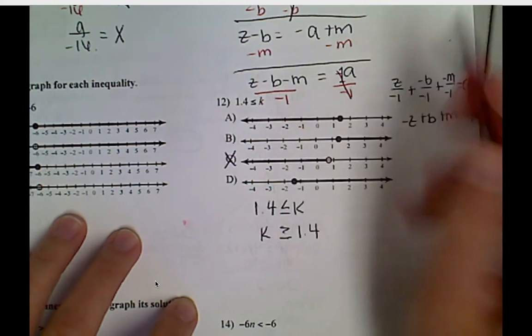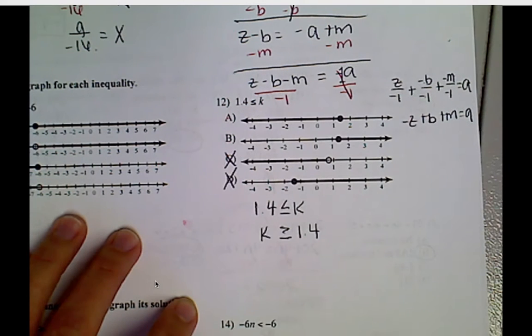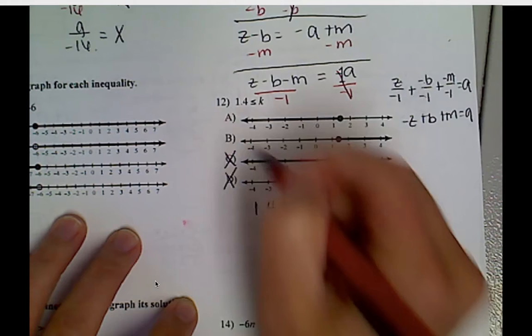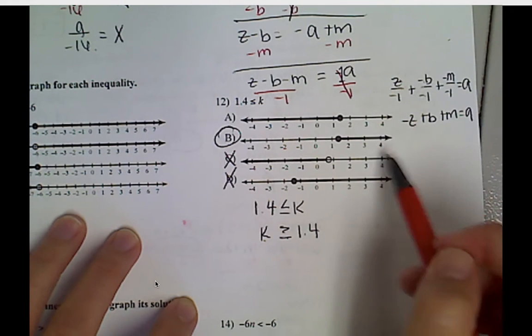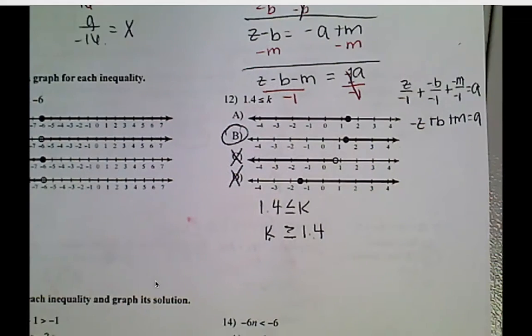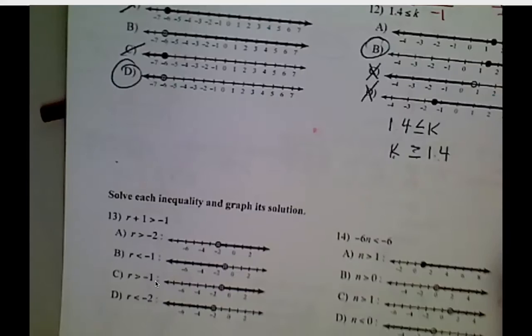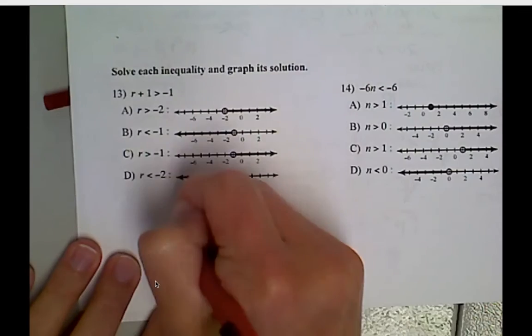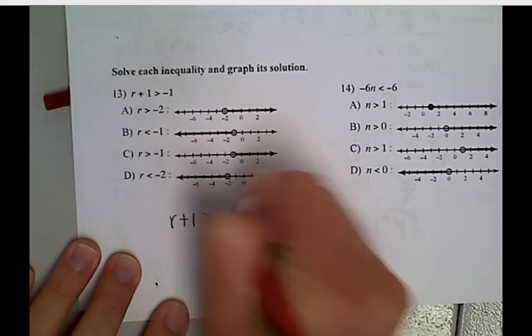That one's at like negative 1.4, so I can eliminate D. Okay, variable's on the left, so it points in the correct direction, so it should be B. Also, I know that 4 is bigger than 1.4, and look, 4 is shaded in, so that's another way you can do it.